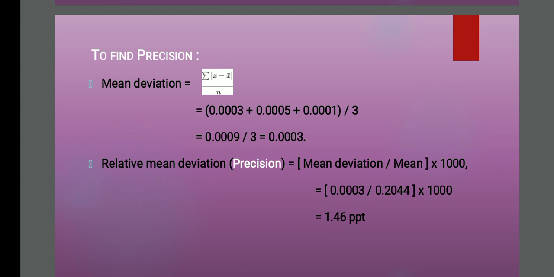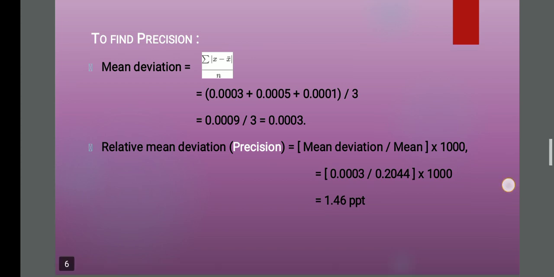Now we will go with the relative mean deviation, which is called precision. So precision, or relative mean deviation, is equal to mean deviation divided by mean into 1000. We get the mean deviation value as 0.0003 divided by 0.2044 multiplied by 1000. Our answer is 1.46 parts per 1000, ppt. It's clear? So I think you are clear with the accuracy and precision problem and how to calculate it. I have clearly explained. So I'm going with the next one.